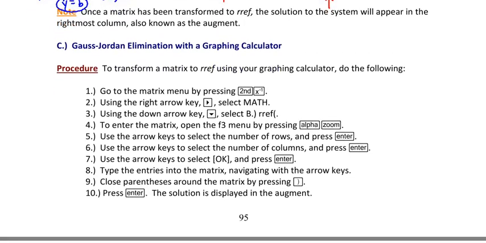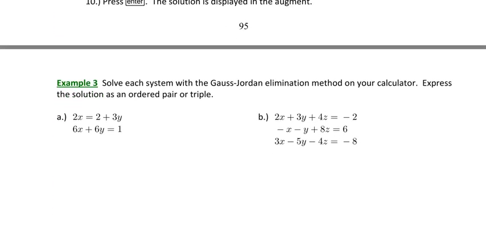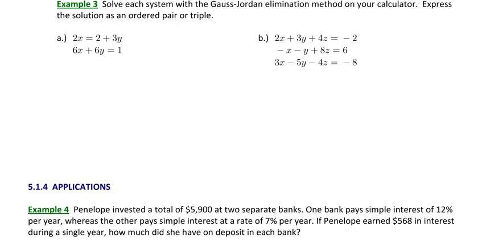So the steps that you see here on your notes are how to apply that process with your calculator. We're going to go through this process on the examples, but remember that it's written in your notes if you need to go back and refer to the process. So let's try to solve these two systems using the Gauss-Jordan elimination method, which is code for the calculator and the RREF form. And we're not doing this by hand. Then we'll express the solution as an ordered pair or triple.